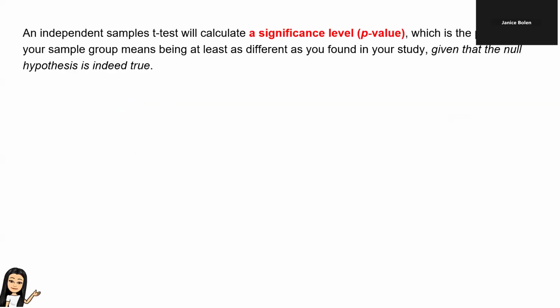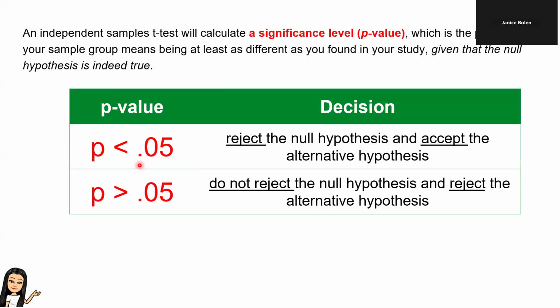Now, an independent samples t-test will calculate what we refer to as the significance level or the p-value. We will be generating the p-values in JASP, which is the probability of your sample group means being at least as different as you found in your study, given that the null hypothesis is indeed true. So we will have two scenarios for the p-values. We keep in mind that our level of significance is 0.05.